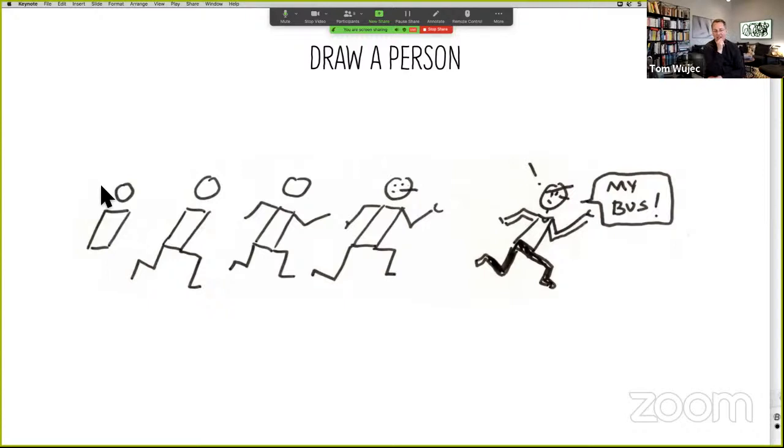Draw a head on the top. Draw those two legs. Draw the two arms. Draw two dots for the eyes. Looks like there's a dot for the mouth as well, and the nose. And then add a cap, and then add a little bit of width.